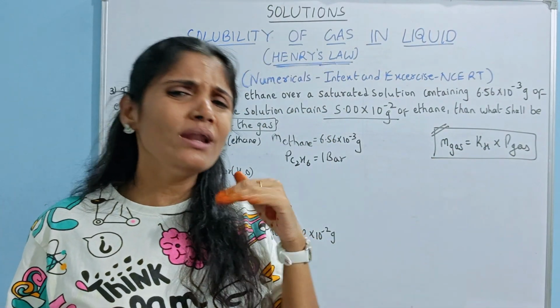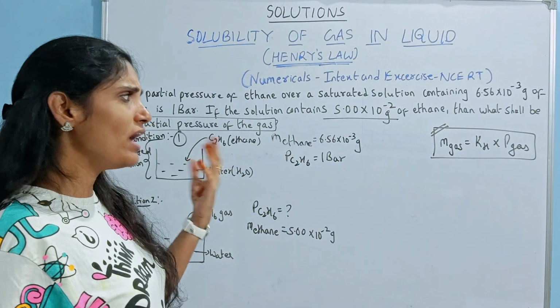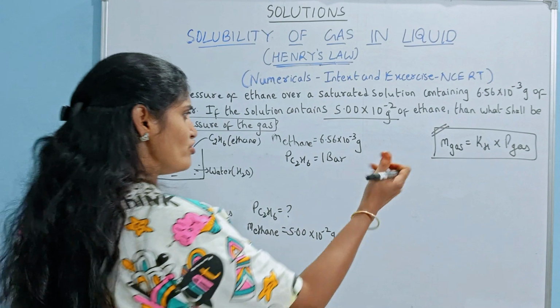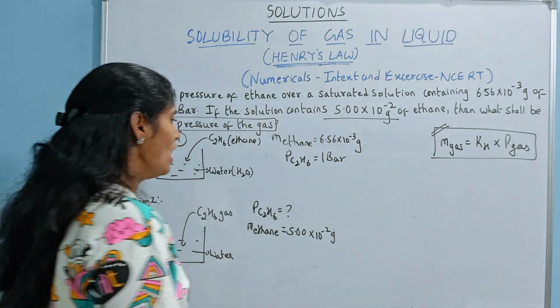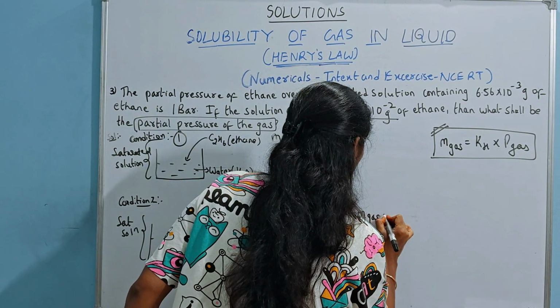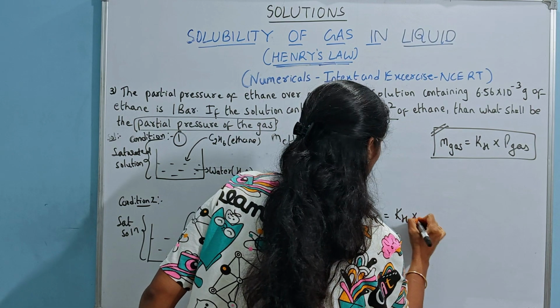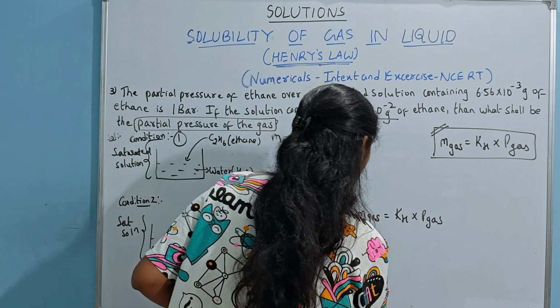Whenever you have only mass based questions, you can go with this formula and get whatever is required for the question. Mass of gas is equal to Henry's constant into pressure of gas. Let me write the formula here. Mass of gas is equal to Henry's constant into pressure of gas. Now from this, what is the gas here? Ethane, no?